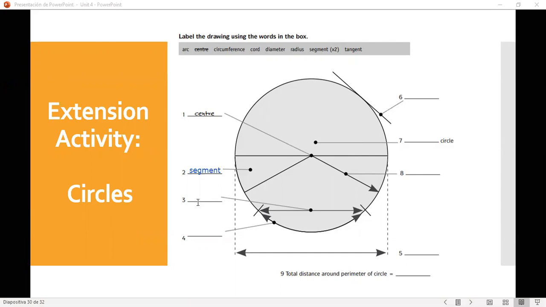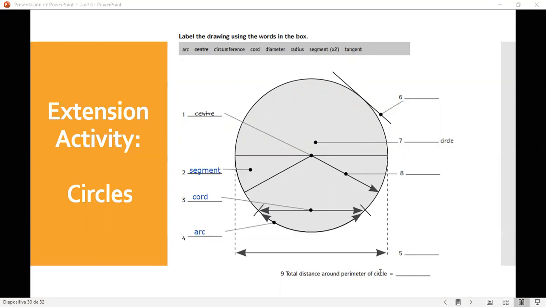Go to number 3. Number 3 is chord. The chord. Yes. I read in one source they describe short, but I don't know if it's different. You mean the one with CH? Number 4 is arc. Number 4, it's arc, yes.